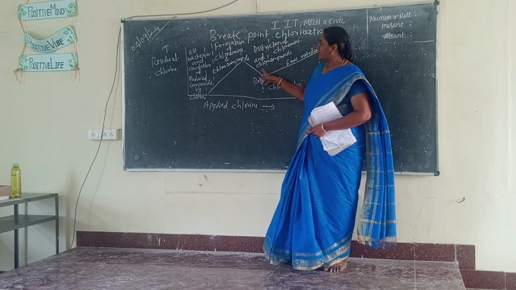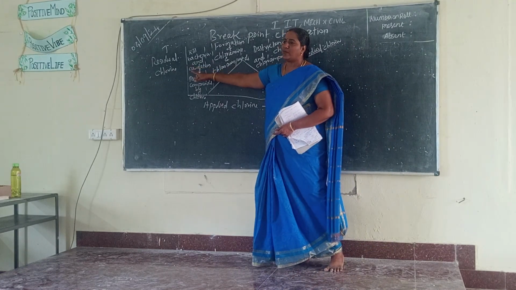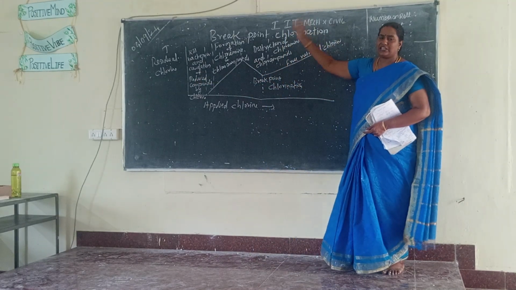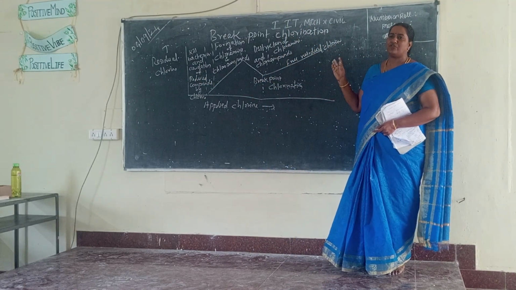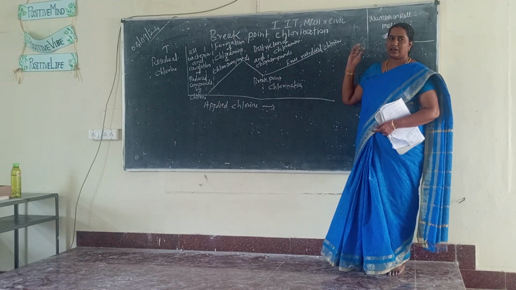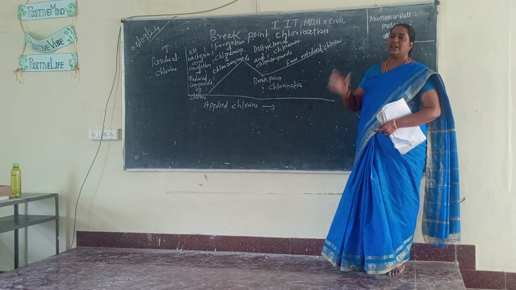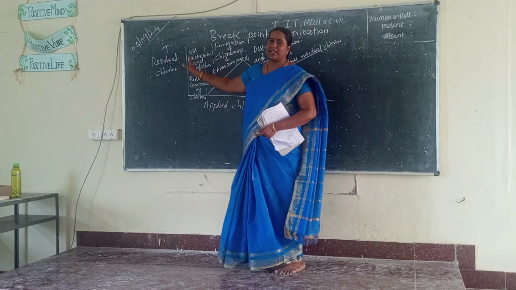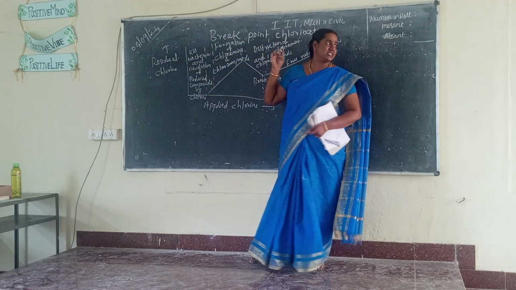At this point, the combined residual chlorine is very low in amount. After that, we get the free residual chlorine. So that is a graphical representation of breakpoint chlorination. Breakpoint chlorination is nothing but a graphical representation between the applied chlorine and residual chlorine. It is separated into four main segments.